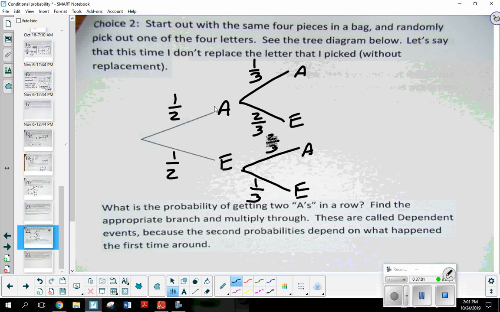Is everybody okay? Anybody having a hard time? Okay. So what's the probability of getting 2 A's in a row if I don't place the tile back? 1 in 6. So it becomes much more difficult to do that if I don't replace the A. 1/2 times 1/3. There's your 1/6. Okay. All right, questions.